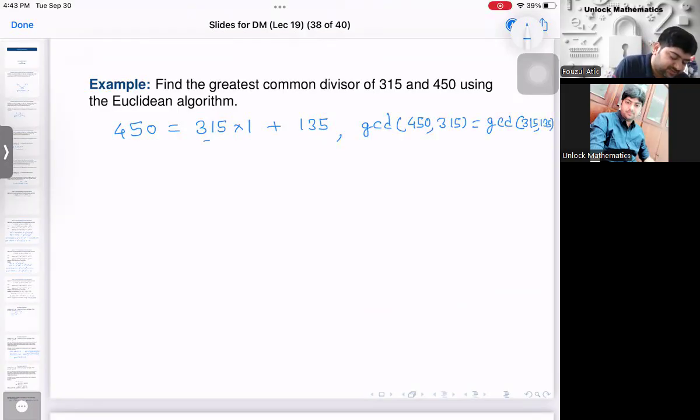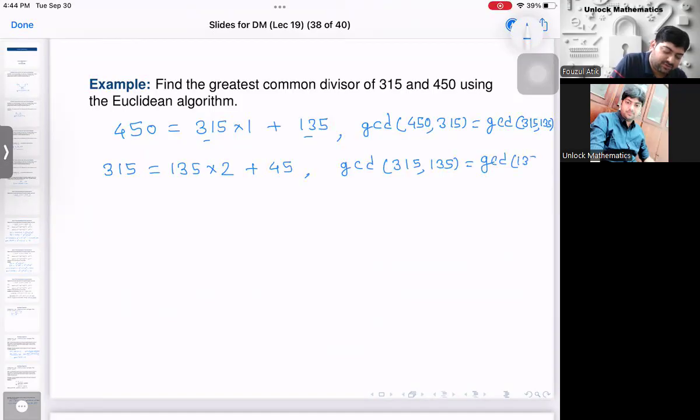Now I will do one more step. This is your dividend, this is your divisor. So again we'll do 315 is equal to 135 into 2, so this is 270, plus 45. Then again apply the Euclidean algorithm. What will we get? GCD of 315, 135 is equal to GCD of 135, 45. Right? Because we still have not got the remainder 0, we'll do one more time.